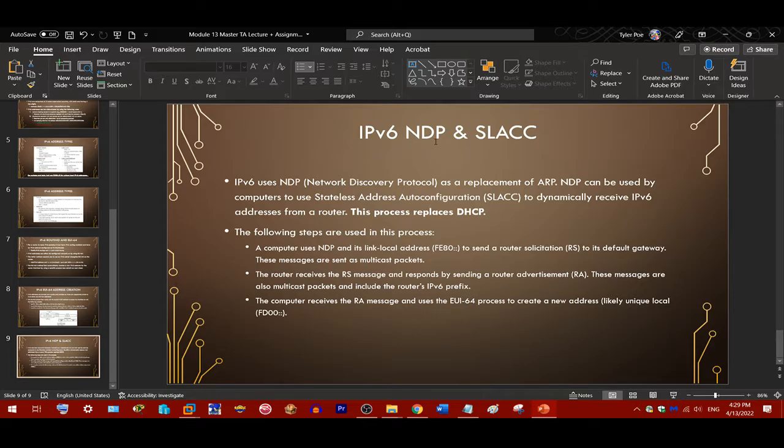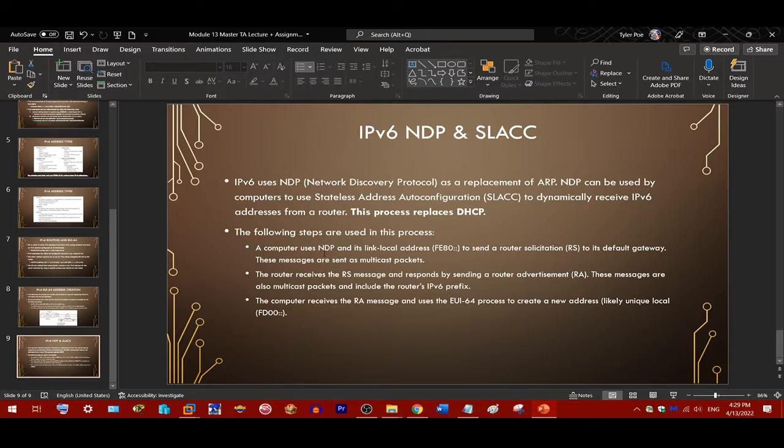Finally, let's discuss the NDP and SLAAC protocols. IPv6 uses NDP, or the Neighbor Discovery Protocol, as a replacement of ARP. NDP can be used by computers that use stateless address autoconfiguration, or SLAAC, to dynamically receive IPv6 addresses from a router. This process replaces DHCP. That is a little hint for your lab. So the following steps are used in this process.